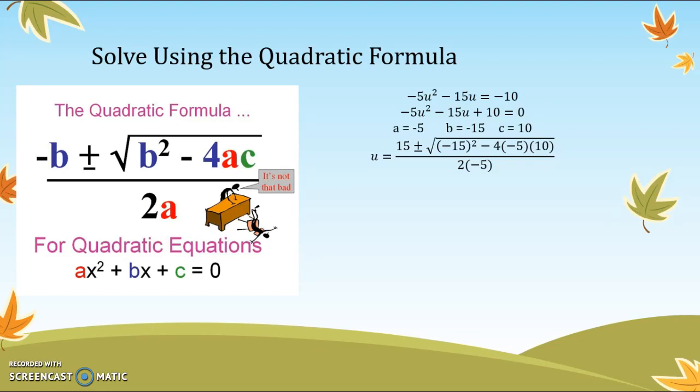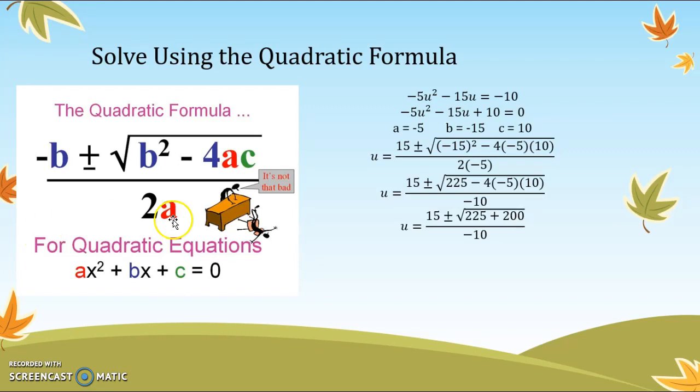So negative 15 squared gives us positive 225. Then we can multiply negative 4 times negative 5 times 10, giving us a positive 200. Notice I also took 2 times negative 5 to get negative 10 for the denominator. I can now add inside my radical, so 225 plus 200 is 425. I know that 425, we need to simplify somehow.